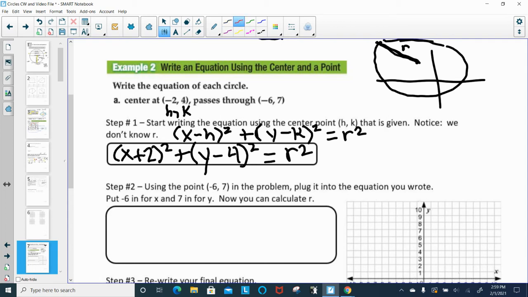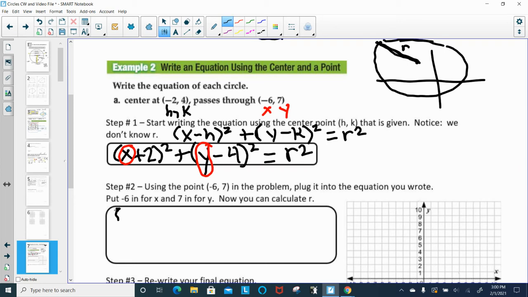But what we do know is this other point, and it has an X coordinate and it has a Y coordinate. And I'm going to label them as X and Y. And maybe some of you are starting to see where we're going at this point, but what I'm going to be doing is I'm going to be substituting. Step 2, using the point -6, 7 in the problem. Plug it into the equation you wrote. Put -6 in for X, because that's the X coordinate, and 7 in for Y. That's the Y coordinate. So that's what we're going to do.